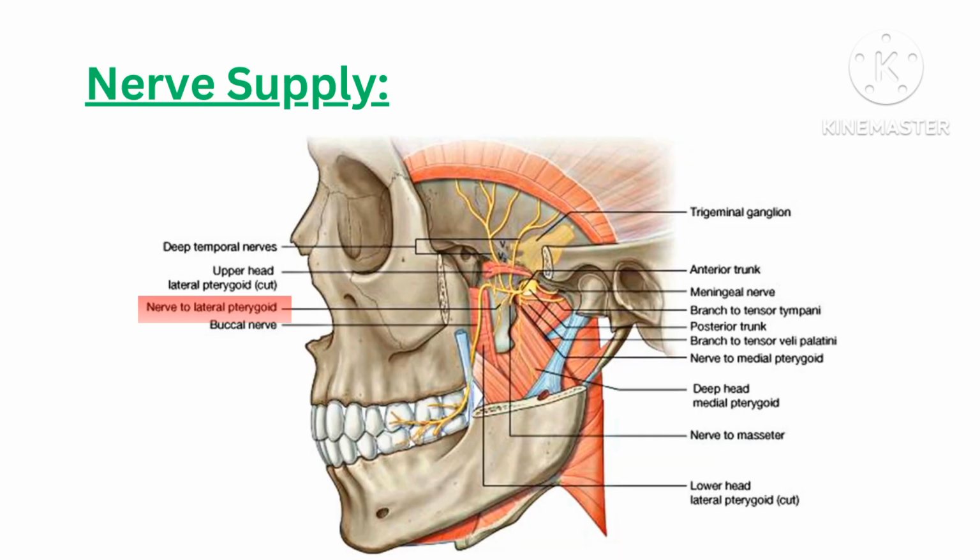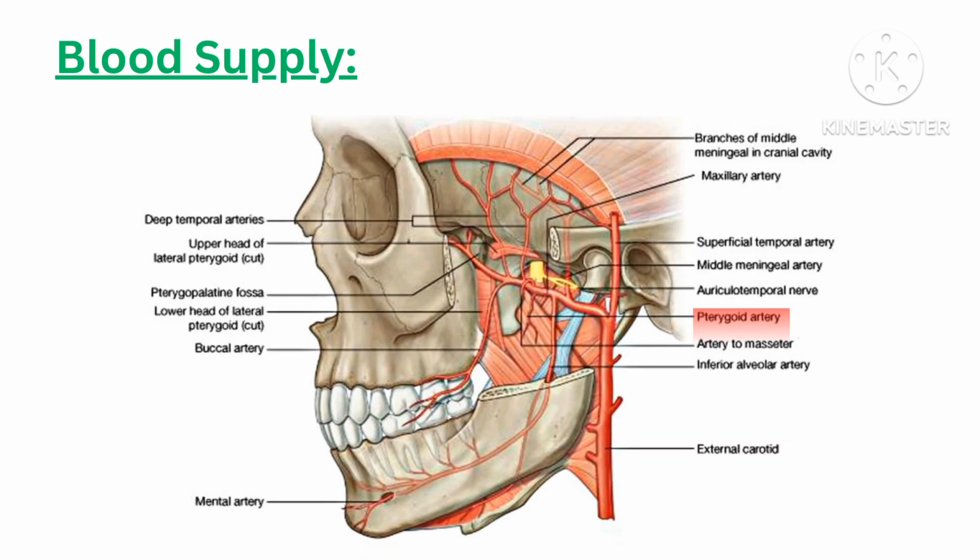The lateral pterygoid muscle, removed here in this diagram, is innervated by the lateral pterygoid nerve, a branch of the mandibular nerve, which is a division of the trigeminal nerve. The lateral pterygoid muscle receives blood supply from pterygoid branches of the maxillary artery, which is the main blood supplier to the muscle. The ascending palatine artery, which is a branch of the facial artery, also provides additional circulation.